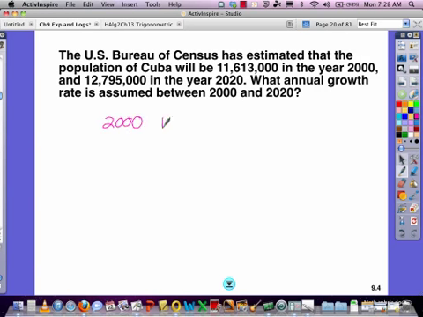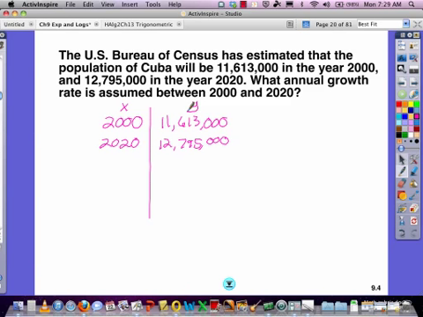The year 2000 was with the 11,613,000, and 2020 is the 12,795,000. All right, so if we think of this like our table, time is our x and y is our outcome. So if we say this, we really have two ordered pairs.